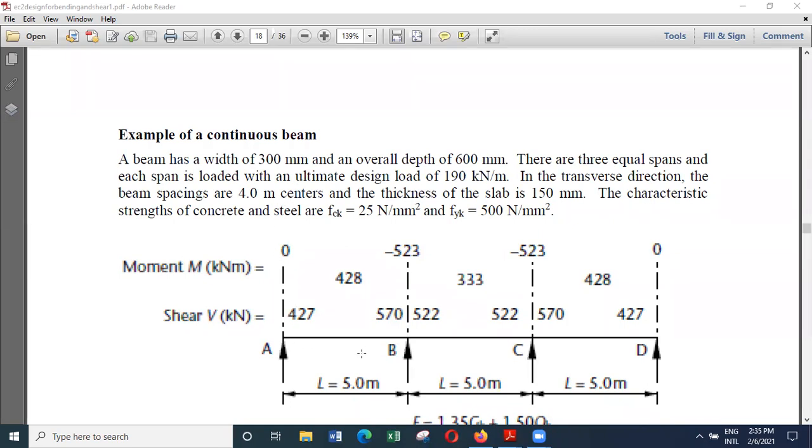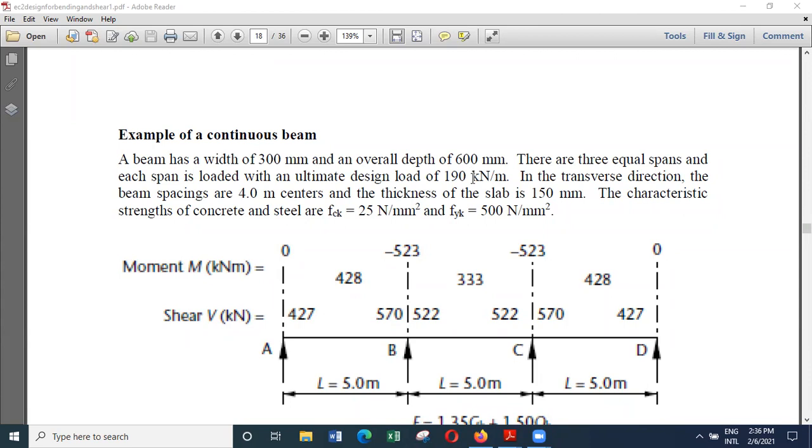So this is an example taken from a book, and I have used the diagram from the book. When you design a beam, generally we design with pattern loading. But here, this beam has been designed with a single load case of maximum load equal to 190 kilonewton meters, which is 1.35 Gk plus 1.5 Qk.